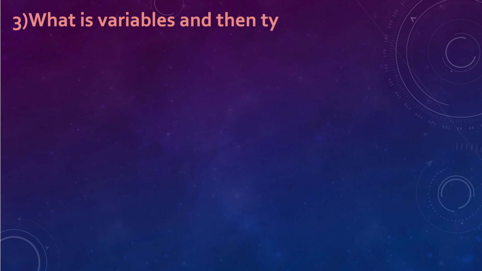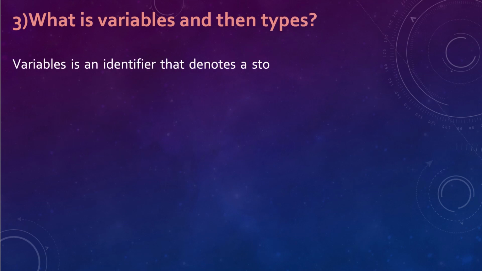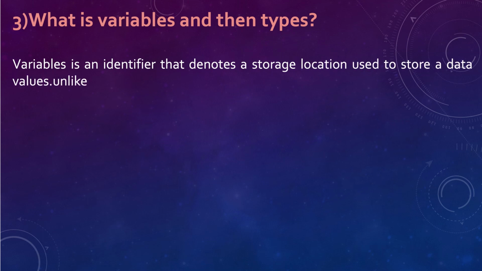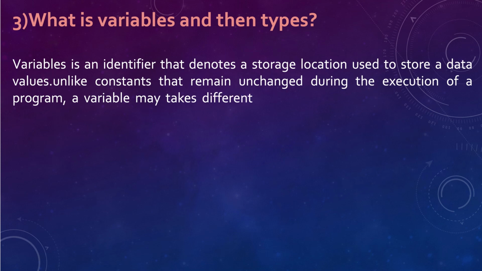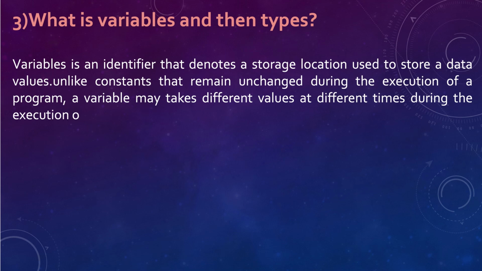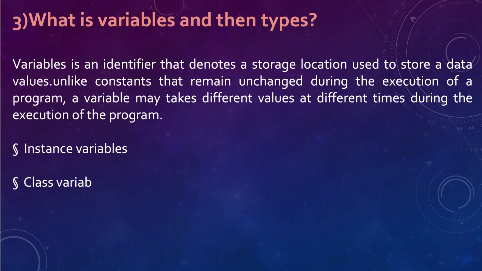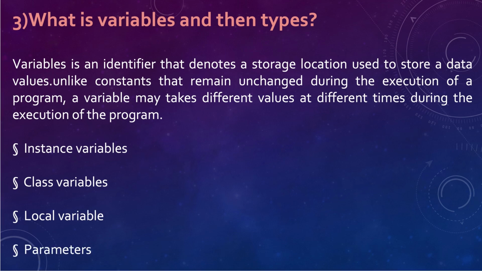What are variables and their types? A variable is an identifier that denotes a storage location used to store data values, unlike constants that remain unchanged during the execution of a program. A variable may take different values at different times during the execution of the program. Types: instance variables, class variables, local variables, parameters.